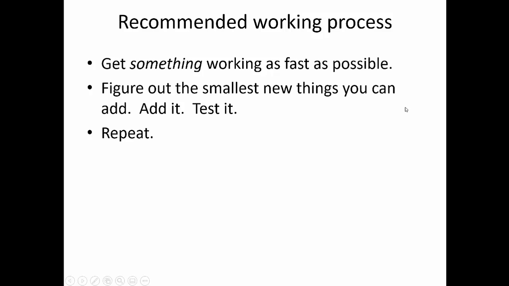Another really important idea is having a short implement test cycle. So what that means is you want to get the smallest thing you can working as fast as possible, and then figure out what's the next smallest thing you can add to it, and then test it and repeat. The reason this is a good idea is because it can cut your debugging time by literally hours and hours and hours. If you implement a whole lot of stuff before you ever test it, it's really hard to know where the bug might be.